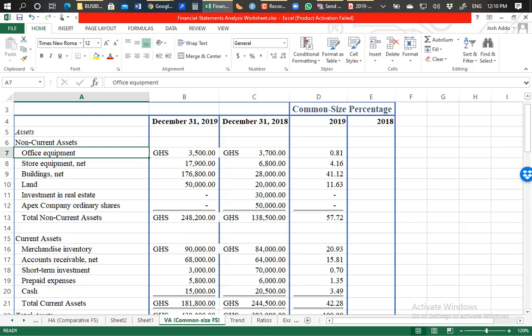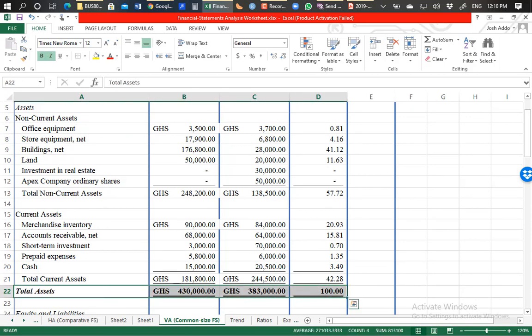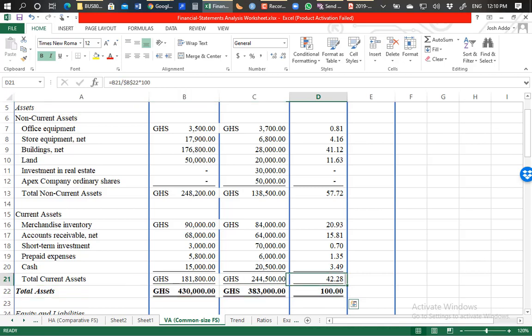In other words, this is what we want to do. Our total assets of this figure, 430,000. What percentage of the total assets comes from office equipment? What percentage or what fraction of these total assets is made up of store equipment, made up of buildings, and so on and so forth? That's what we are trying to do.